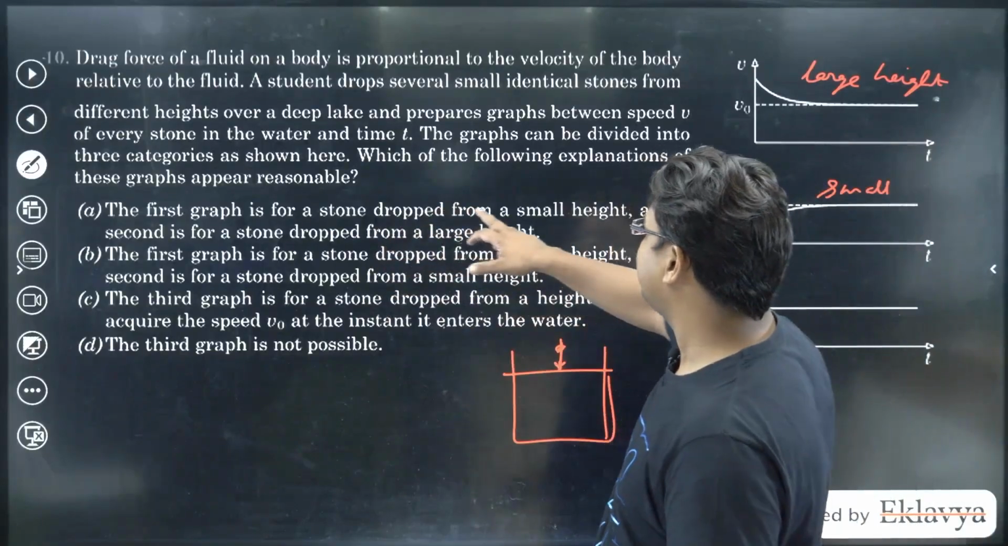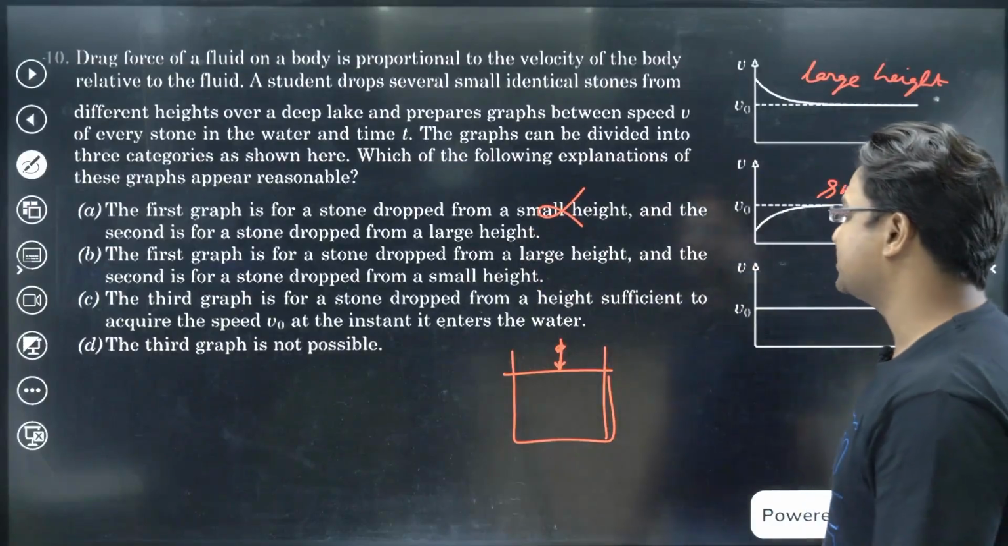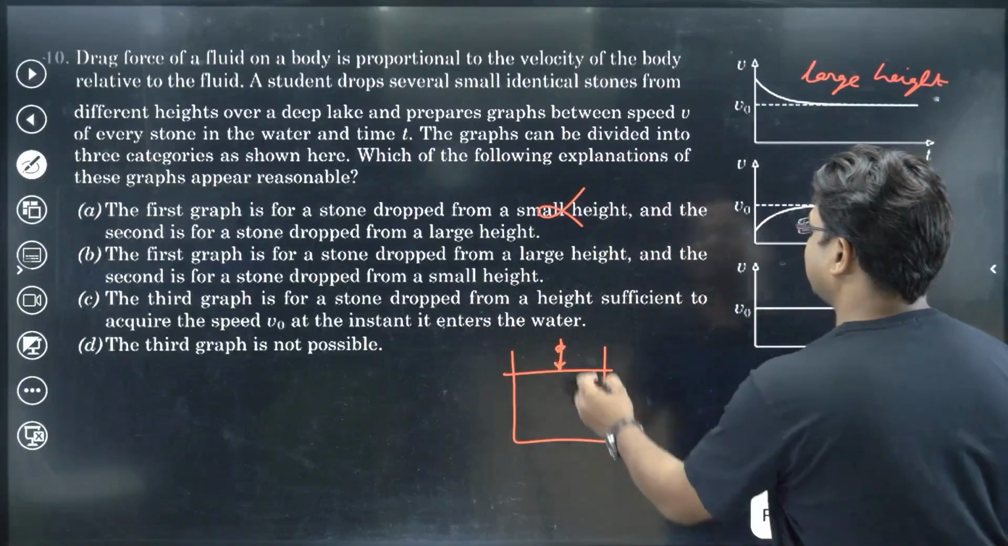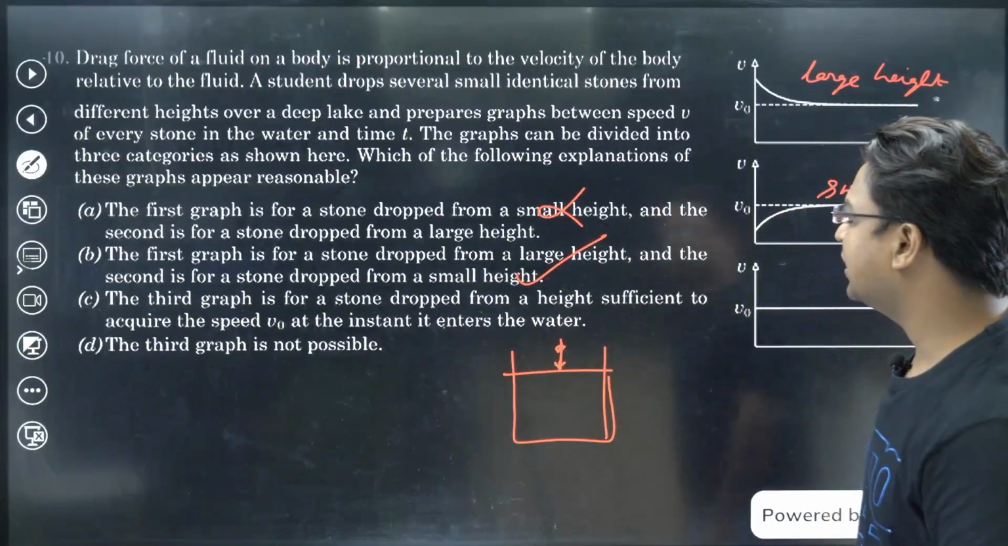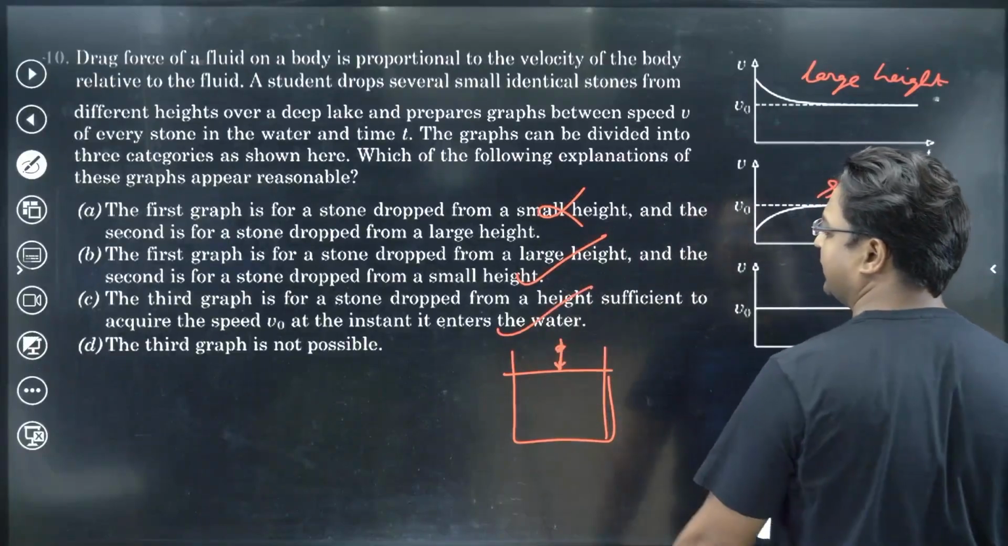So the first graph is for a stone dropped from a small height. No, that is wrong. We have figured out that the first graph is from a large height. The first graph is for a stone dropped from a large height, and the second is from a small height. So this is correct. The third graph is for a stone dropped from a height sufficient to acquire the speed v0, so this is also correct.